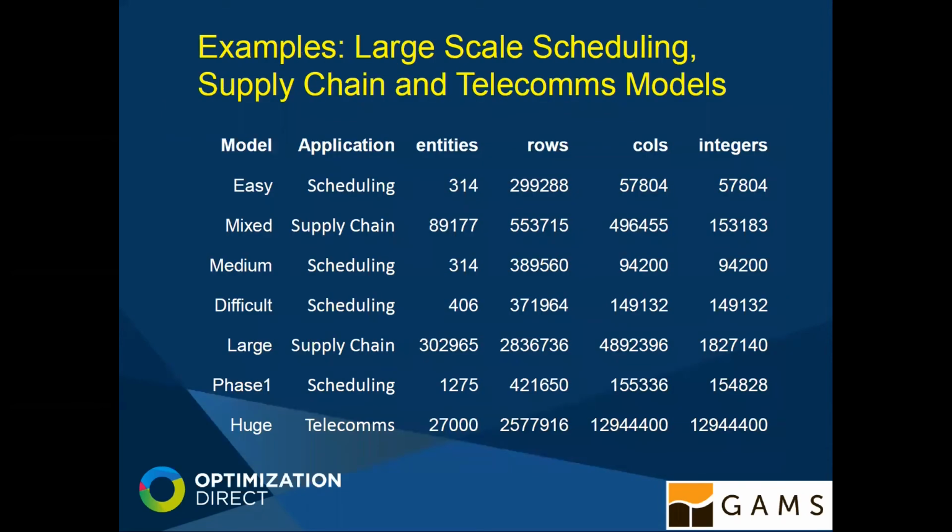Now, here are some examples taken from customers in scheduling, supply chain, and telecoms, of significant size, apart from perhaps the easy one. They're models that standard branch and cut technology finds quite hard. If we characterize the size of the model by the number of integers in it, you can see the easy one there has only got, say, 58,000 integers. The telecoms model there is up to almost 13 million integers. So there's a range of sizes, but they're all, even the easy one, quite hard.